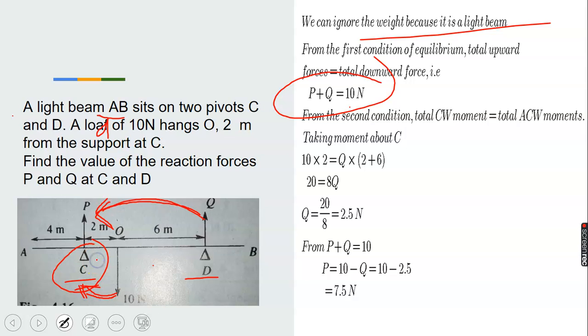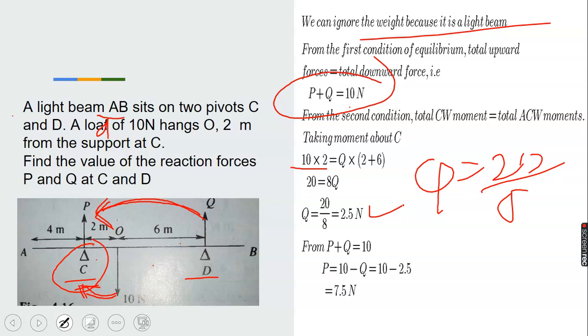10, the distance is 2, that is 10 times 2, equals Q times the distance from C to D. That is from here to here is 2, while from here to here is 6. Now, Q times 2 plus 6, that is 8Q. Now, 20 equals 8Q. Our Q equals 20 divided by 8, which is 2.5. Now, substitute for Q in the first equation you formed to get your P, and our P is 7.5 Newton.